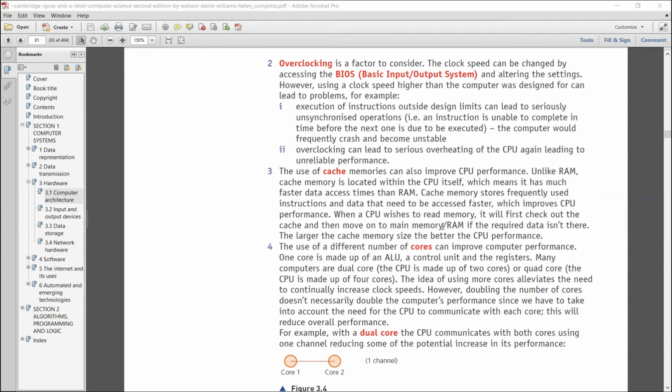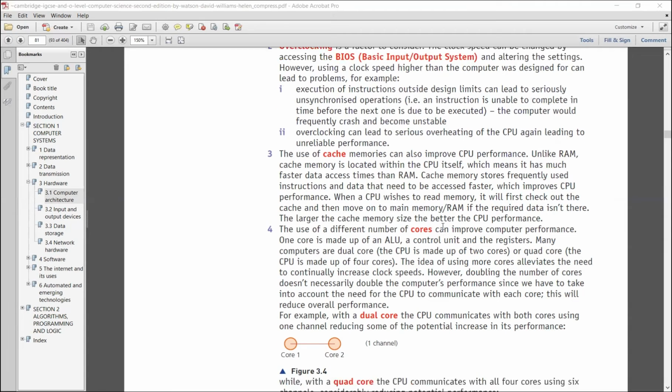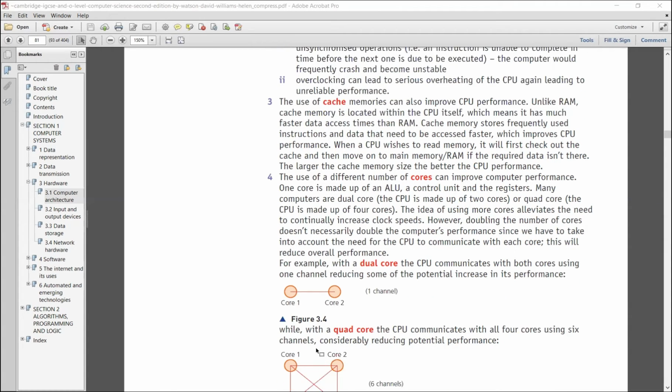So what are the four factors that you need to know? First one is the width of the bus, which can be address bus and data bus, never control bus. This is what we have talked about. Second is overclocking. Third one is use of cache. And fourth one is increasing the cores, dual core and quad core. So any questions before we proceed to the next topic?